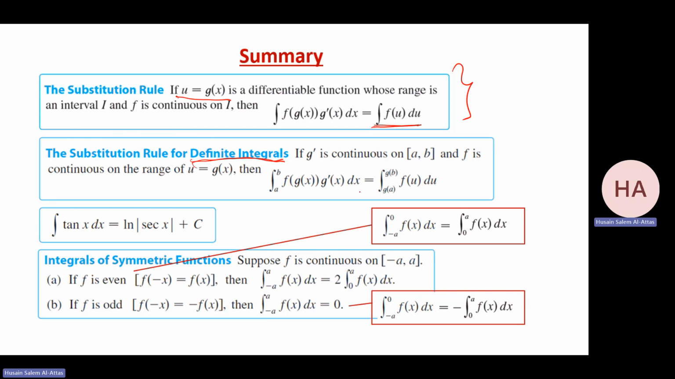Now for the definite integral, when you do the substitution, you need also to do the substitution for the limits of integration. Odd: the integral from minus a to a is 0. Even: the integral is equal to twice the integral from 0 to a. And also we have these two ideas.